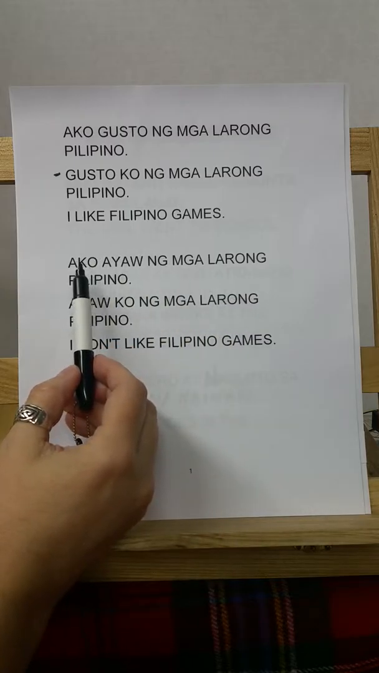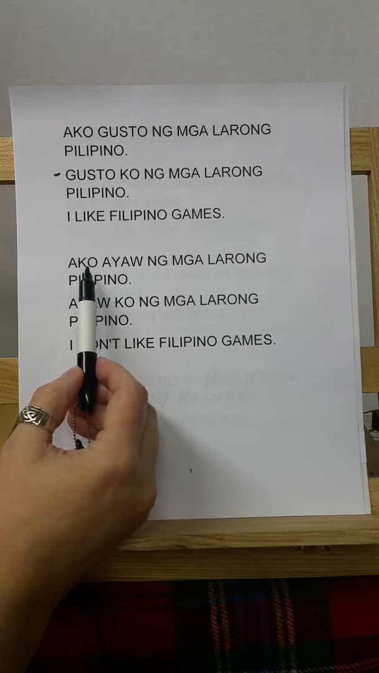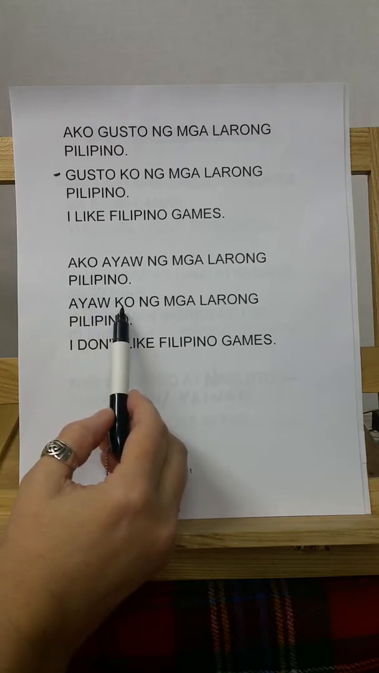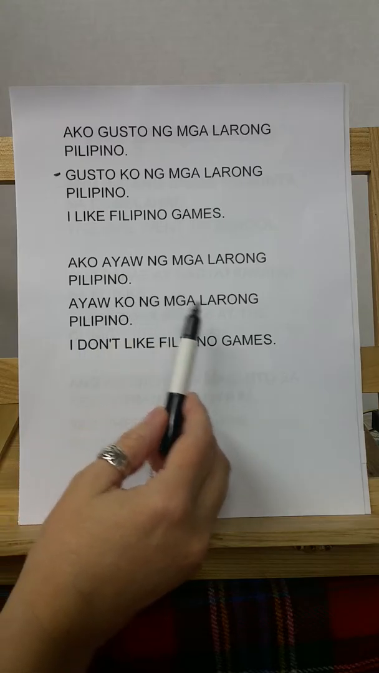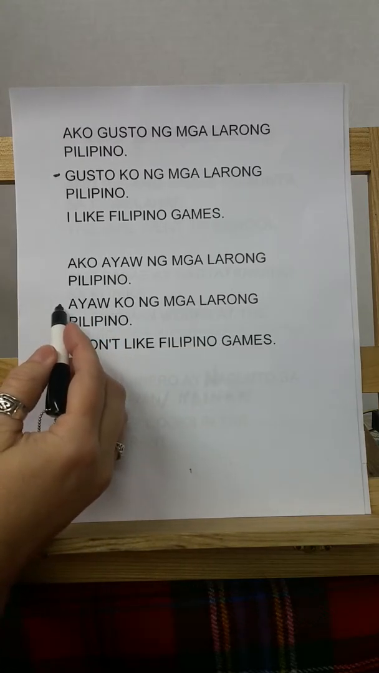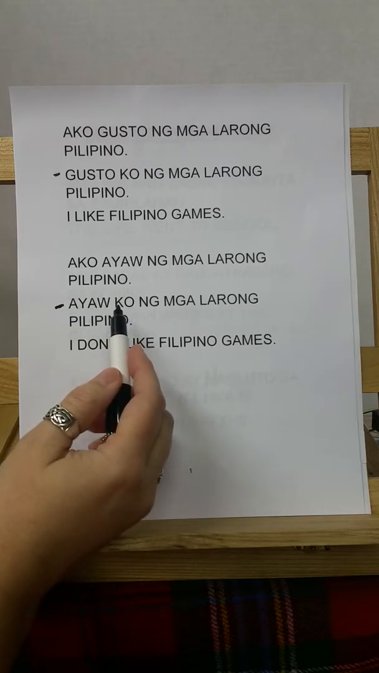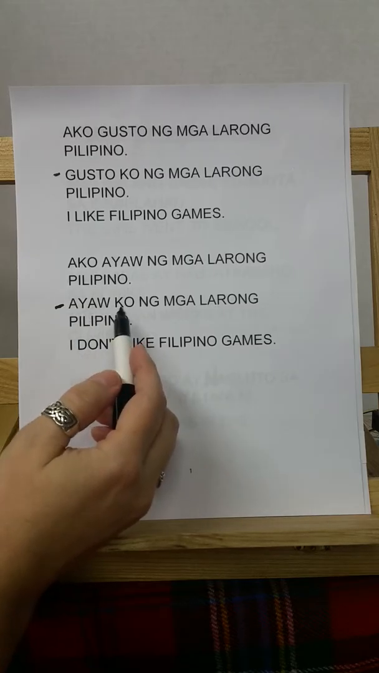So if you put the subject before the verb, you have to say ako. If you put it after the verb, you just say ko only. Ayaw ko ng mga larong Pilipino. And they commonly use ko. Ayaw ko or gusto ko with the subject after the verb. So that's going to be a little getting used to for us.